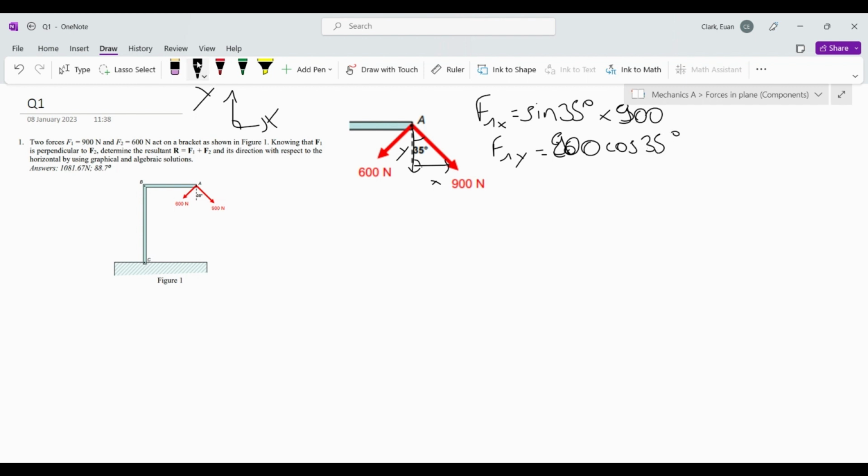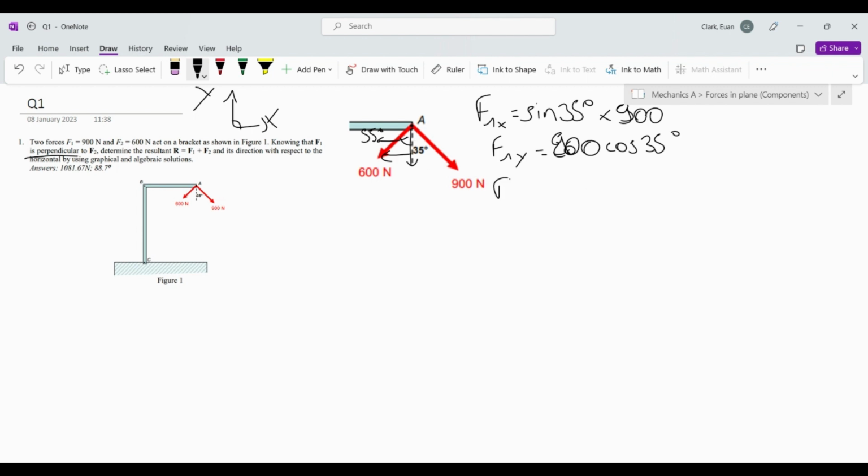Now we're going to do the exact same thing but with 600. There's a component in the y, a component in the x, exact same thing. However, the angle here is different. In the question it does tell us that F1 and F2 are perpendicular, so we can assume that this is 90 degrees. Knowing that this angle is 35 degrees, this angle then is 55 degrees. This angle here, sorry, I'll just put an arrow, this angle here is 55 degrees.